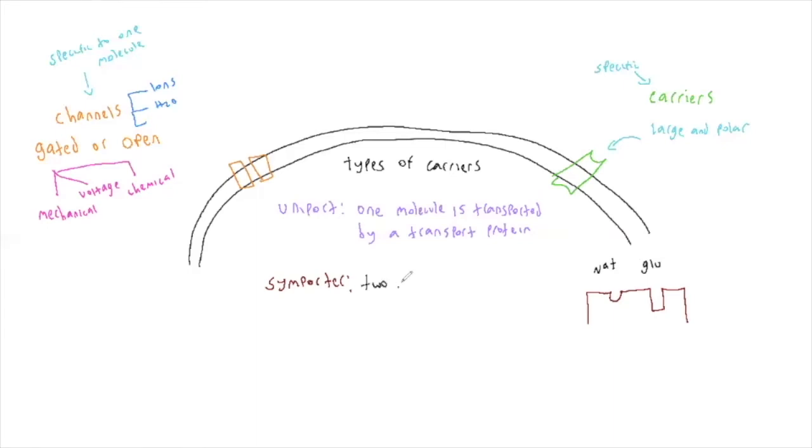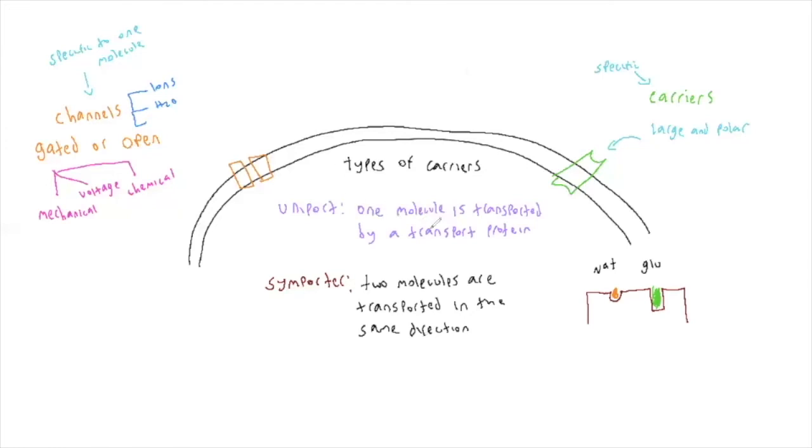is where two molecules are transported in the same direction, with the caveat being that before this carrier can be activated, both sodium and glucose need to be present. And you're probably saying, okay, professor, but why does that make sense? Why is it that symporters even exist? And the answer is that it usually is more efficient.